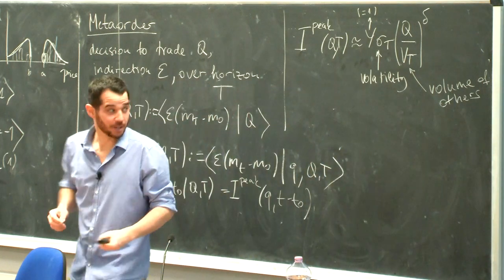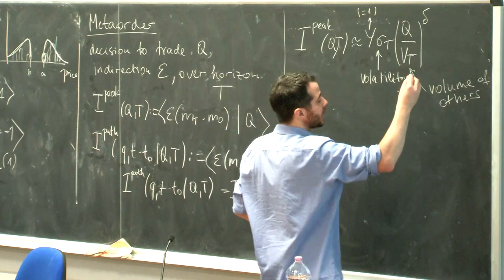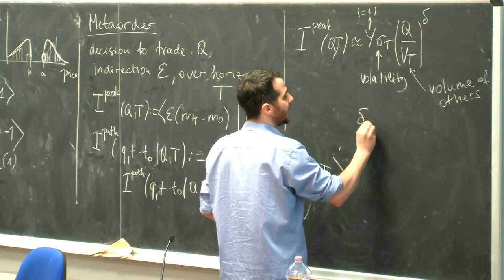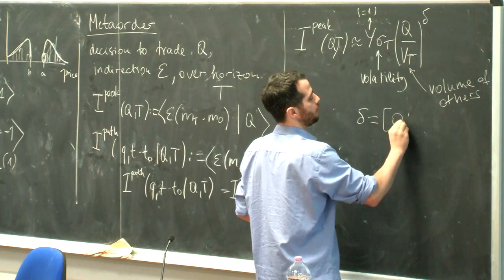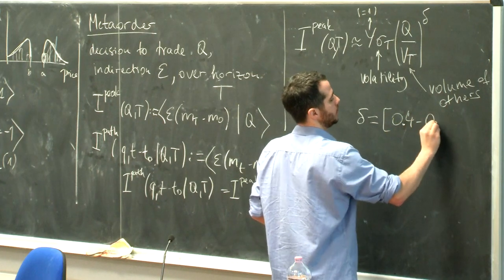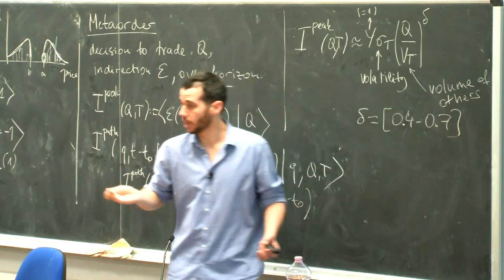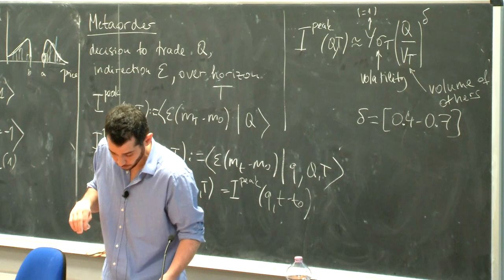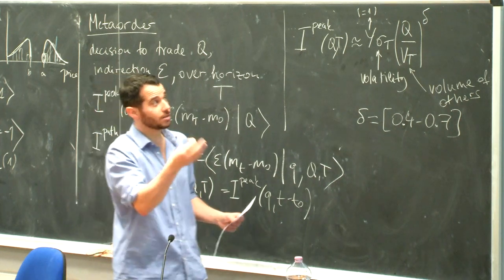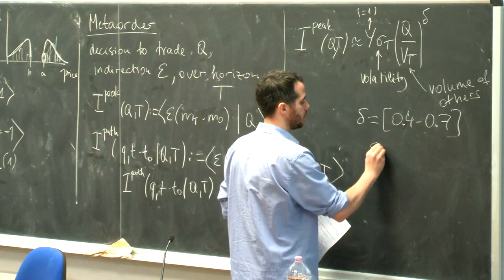And it's an approximation. So in practice this delta is maybe between 0.4 and 0.7, close to 1/2. And actually, the law is called the square root impact law.